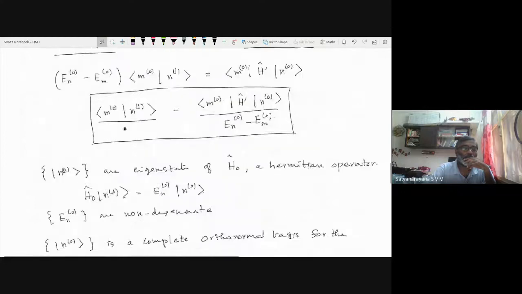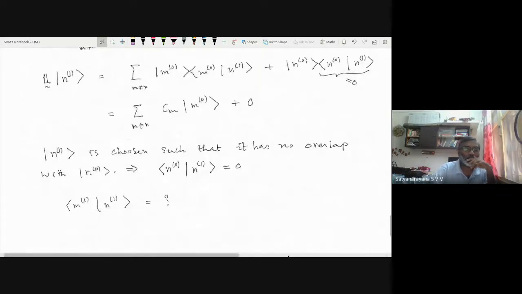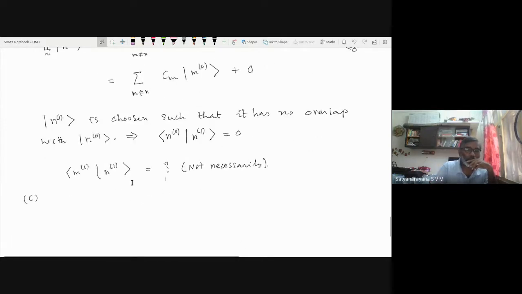Okay, so now let's say that let's call this as T. Okay, so the answer for this is not necessary. So now let's say second order correction for energy. And that is what we called as En2.